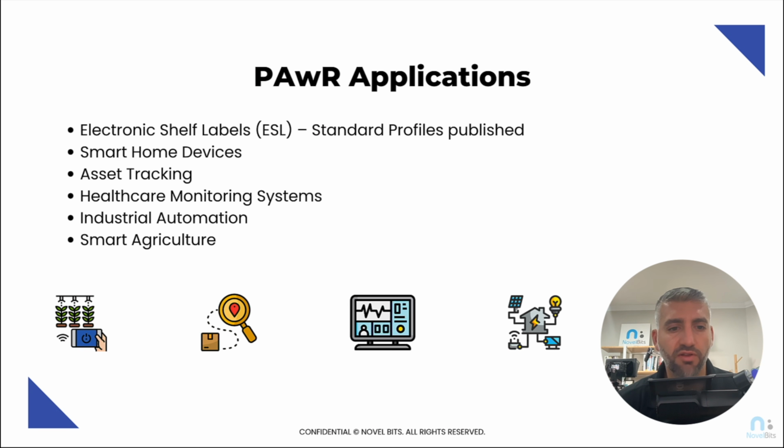But I think it applies in a lot of other cases, such as smart home devices, asset tracking, healthcare monitoring systems, industrial automation, smart agriculture, and crowd monitoring. You can define it so that it requires responses from devices that are worn by people, and have those be an indication of whether they're around or not, or send out broadcasts of emergency messages and so on and so forth. So there's a lot more, I think, that can be solved with PAwR.